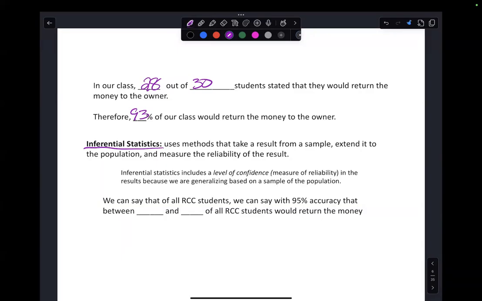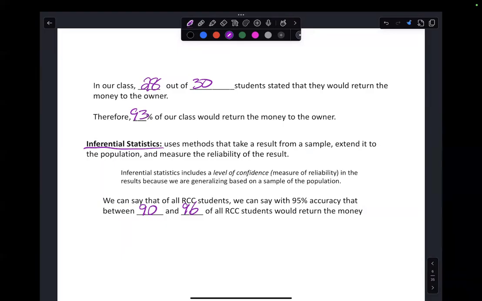Now, the margin of error is not going to come until about week 7 or 8, I think, but I'm just going to kind of apply it here. So I might have a 3% margin of error, and so I can say that of all RCC students, I can say with 95% accuracy that between 90 and 96% of all RCC students would return the money. So here I am applying it to the entire population. Now, this is a number I just grabbed out of the air. I just decided that the margin of error was 3%.